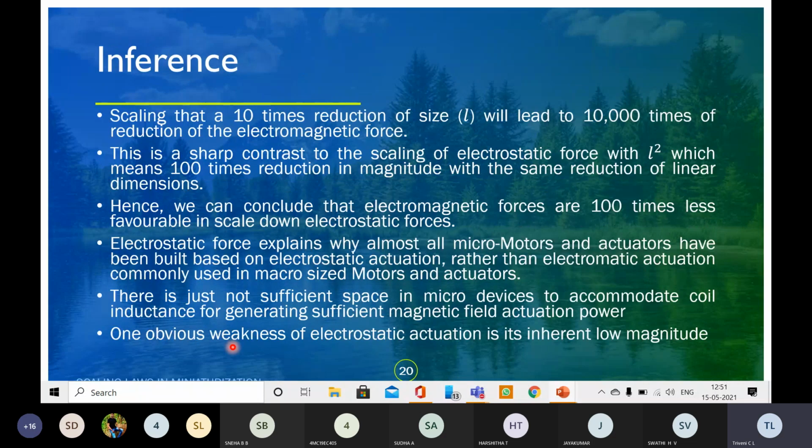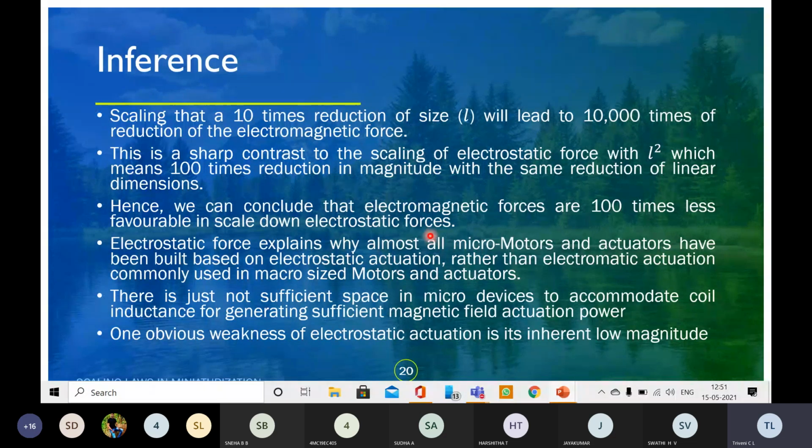So what is the inference for this one here? If I reduce the size with respect to electromagnetic force, if I scale down by 10 times for the reduction of the size, then it will lead to what? It will lead to L to the power of 4 times, 10,000 times reduction in the electromagnetic force. So this scaling should be considered here.